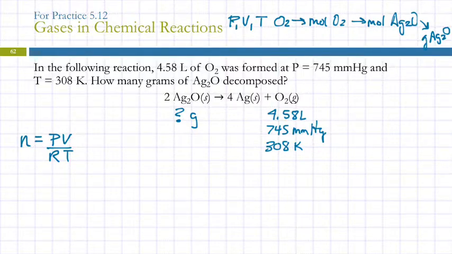So what's the pressure? We need to convert it, because the ideal gas constant tells us what units we need to use, and we need to use atmospheres. So it's 1 atmosphere over 760 millimeters of mercury.